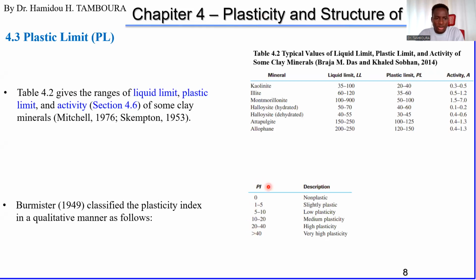If the PI is 0, it means non-plastic. Between 1 to 5, slightly plastic. Until here, if the PI is higher than 40, it's very high plasticity. Okay, so you can read also this for your reference.